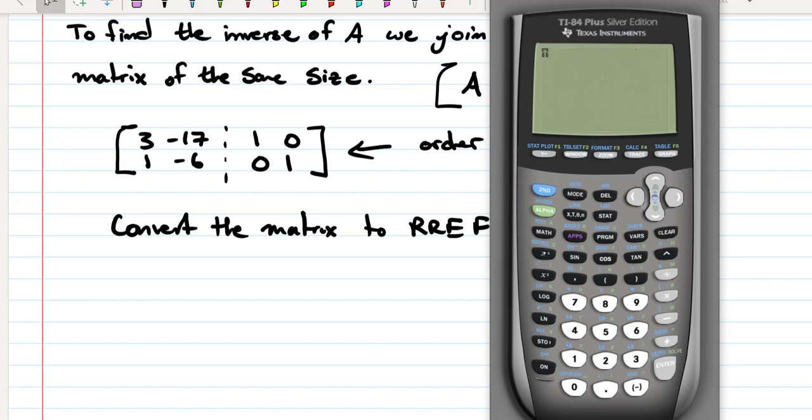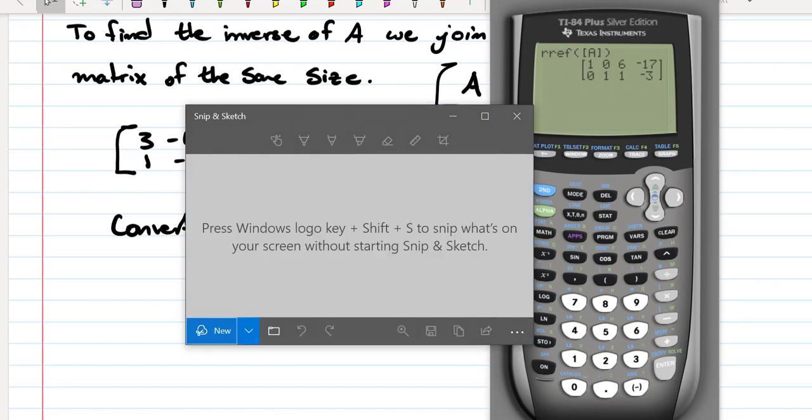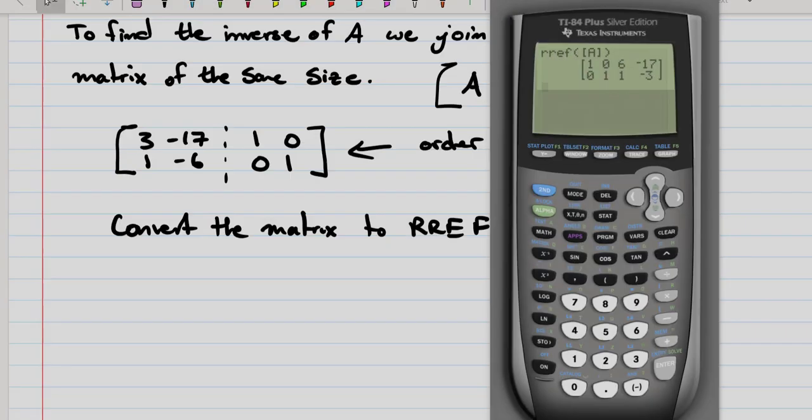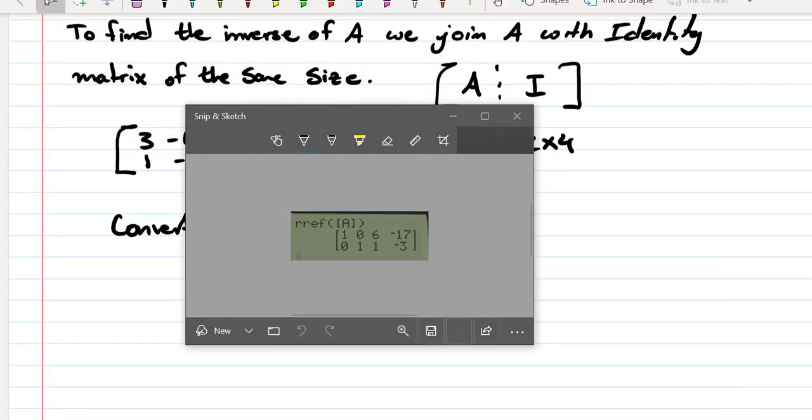And then we go second quit, second matrix, we go over to math, and we scroll all the way down to Rref, not Ref, but Rref, second matrix A, and we get the following output from our matrix.